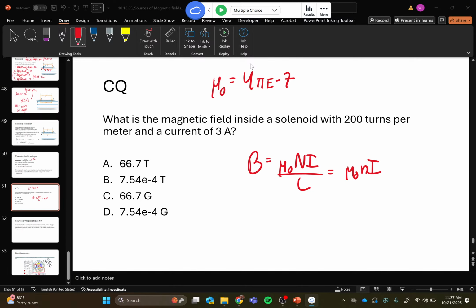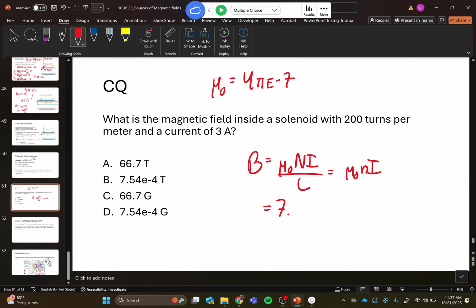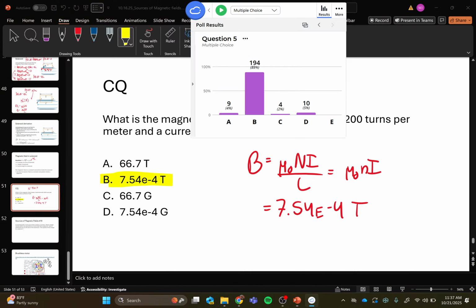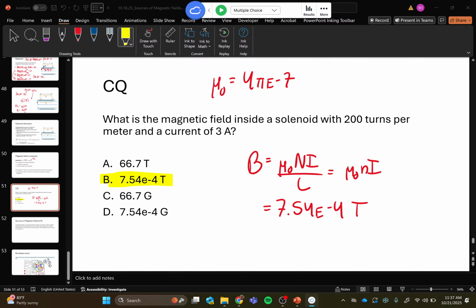All right, so you plug in the numbers and you get 7.54 times 10 to the minus 4, and the unit's Tesla. There you go. Why is the unit Tesla? Because that's the base unit that we use. That's the unit. Huh? Oh, it's random. I don't know. There's no rhyme or reason to this.